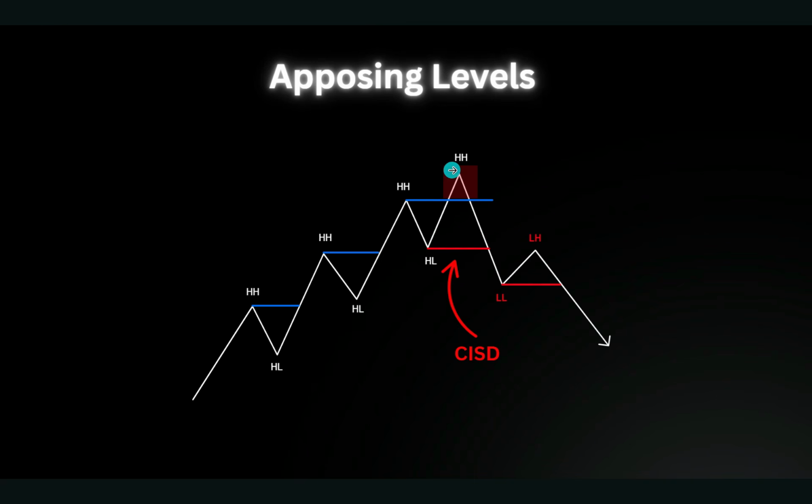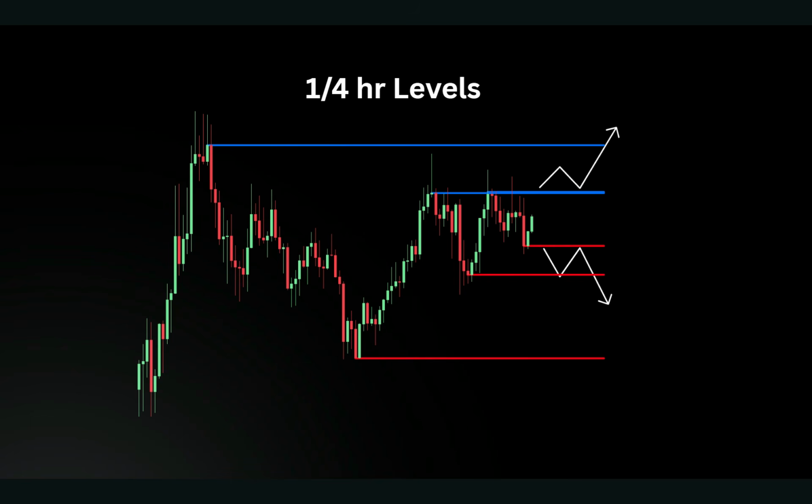Once price comes down and breaks the CISD, it often breaks with displacement, leaving behind fair value gaps. Then we get retracement back into the fair value gap, and if not into the fair value gap, it forms another lower high. Once price breaks the lower low again, this can become our continuation entry. These opposing levels can be used on higher time frames and lower time frames.